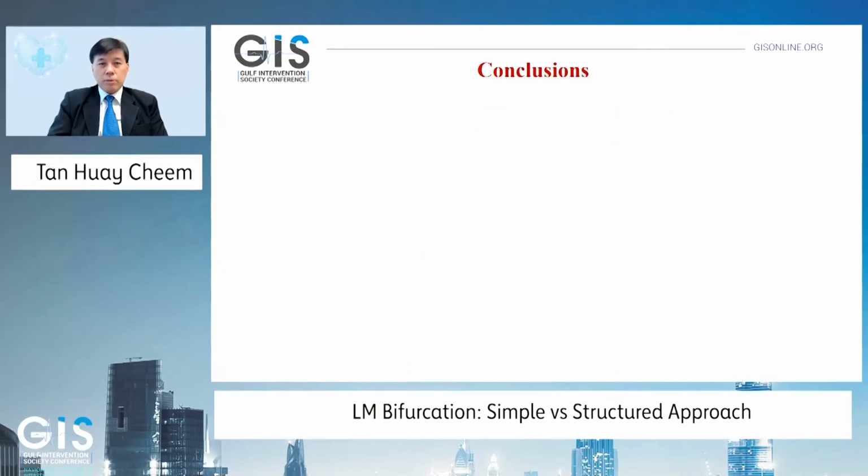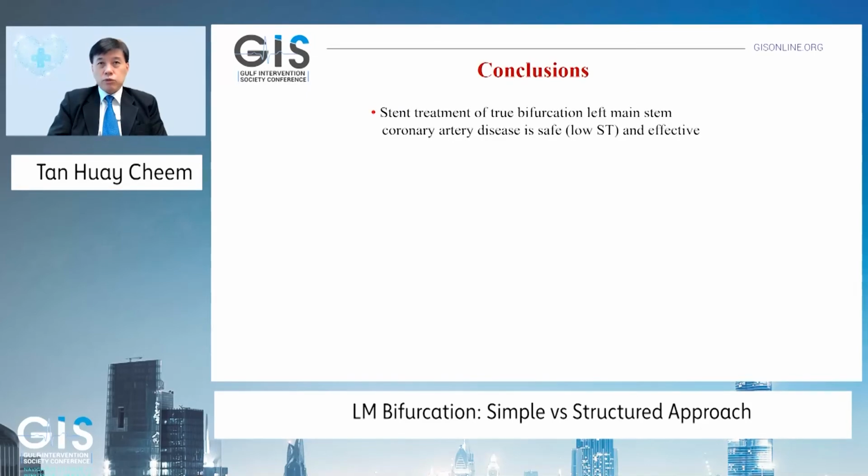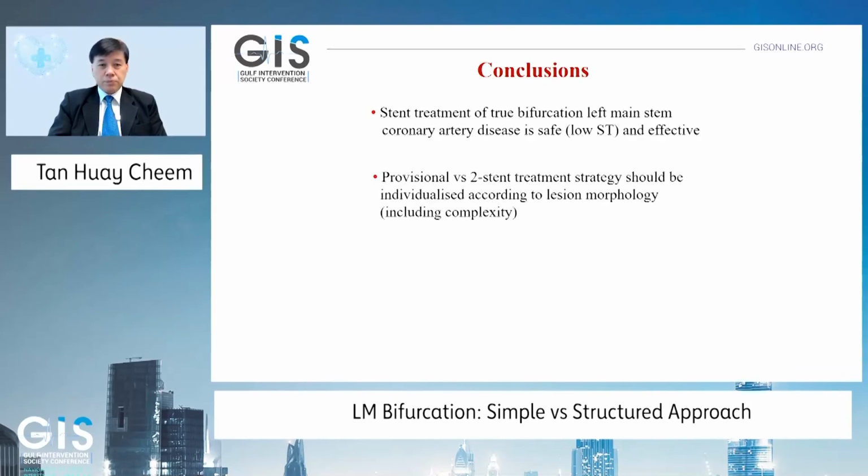So in conclusion, Mr. Chairman, ladies and gentlemen, I think the stent treatment of true bifurcation left main disease is a safe one in current days and effective. The provisional approach, simple versus a complex two-stent treatment strategy, should be individualized according to the lesion morphology. And certainly we have to consider the complexity of the lesion when deciding on this treatment. So the EBC MAIN and DK crush actually share certain commonality, and that is for simple lesions, perhaps a one-stent strategy is good enough. A two-stent strategy is for highly complex stenosis.